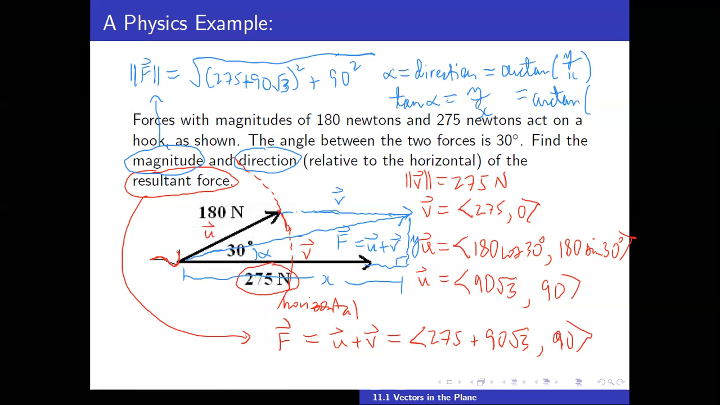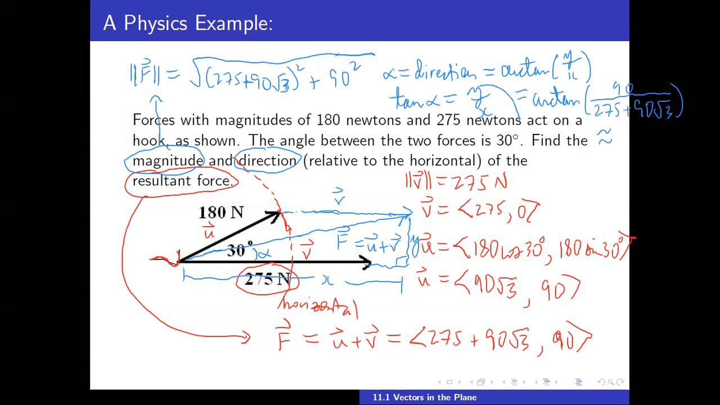Arctangent of y over x, which in this case is arctangent of, let's see, what's y again? Y is 90 over 275 plus 90 square root of 3. Okay? Okay, that's what the direction is. What does that end up being? Well, what would you expect to be the case with that angle in terms of degrees? Smaller than 30? Yeah? Can somebody compute that? I mean, make sure your calculator is in degree mode to actually get that thing.